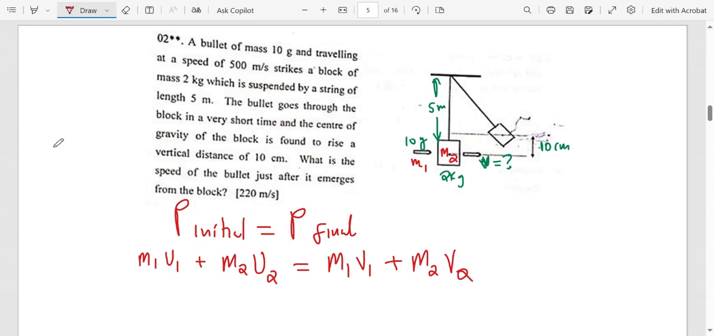Remember, we've been told that the bullet was traveling at a speed of, it strikes a mass of 2 kg, which is suspended. Okay, there's a Juliet, your hand is up. There's a question.